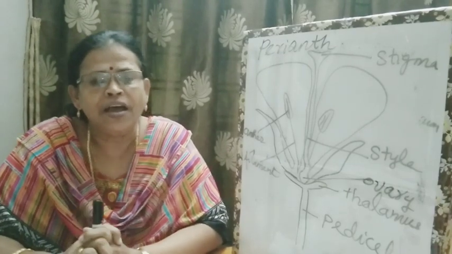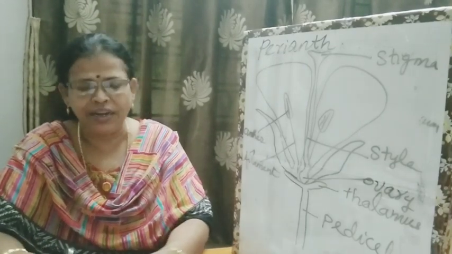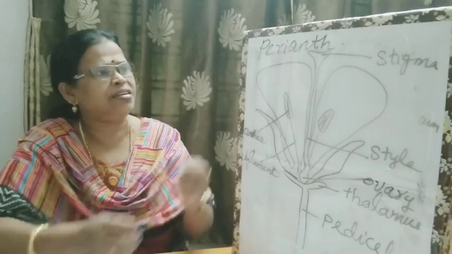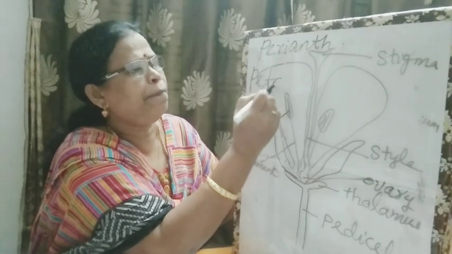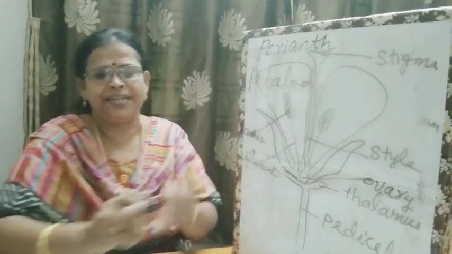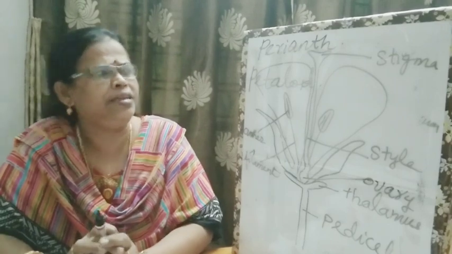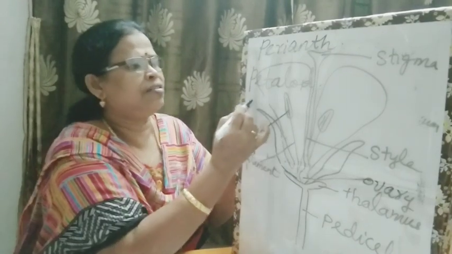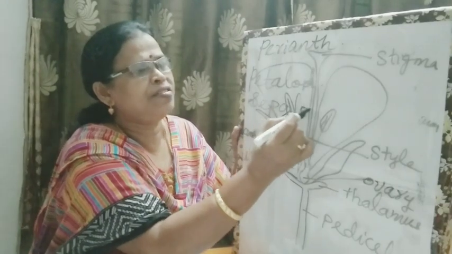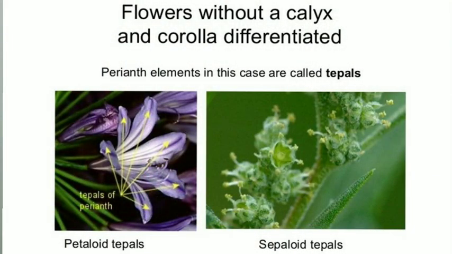When the perianth is non-green in color, that means it is petaloid, petal-like. If the perianth is green in color, it is called sepaloid. So what is petaloid and sepaloid? If the perianth is colored, petal-like, it is called petaloid. And if the perianth is green, sepal-like, then it is called sepaloid perianth.